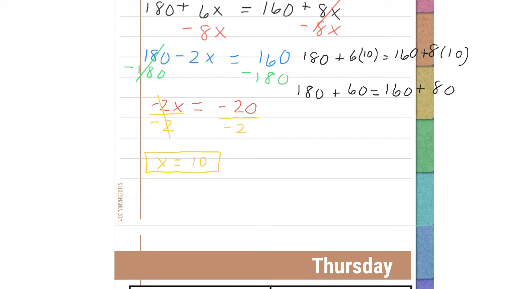So 180 plus 60, well, that gives me 240. And then 160 plus 80, that gives me also 240. Is 240 equal to 240? Yes, it is. This is a true statement. That means that my X is correct. Whenever you go back and plug it in, if you get different answers like, I don't know, 1 is equal to 3 or something, then you did something wrong.